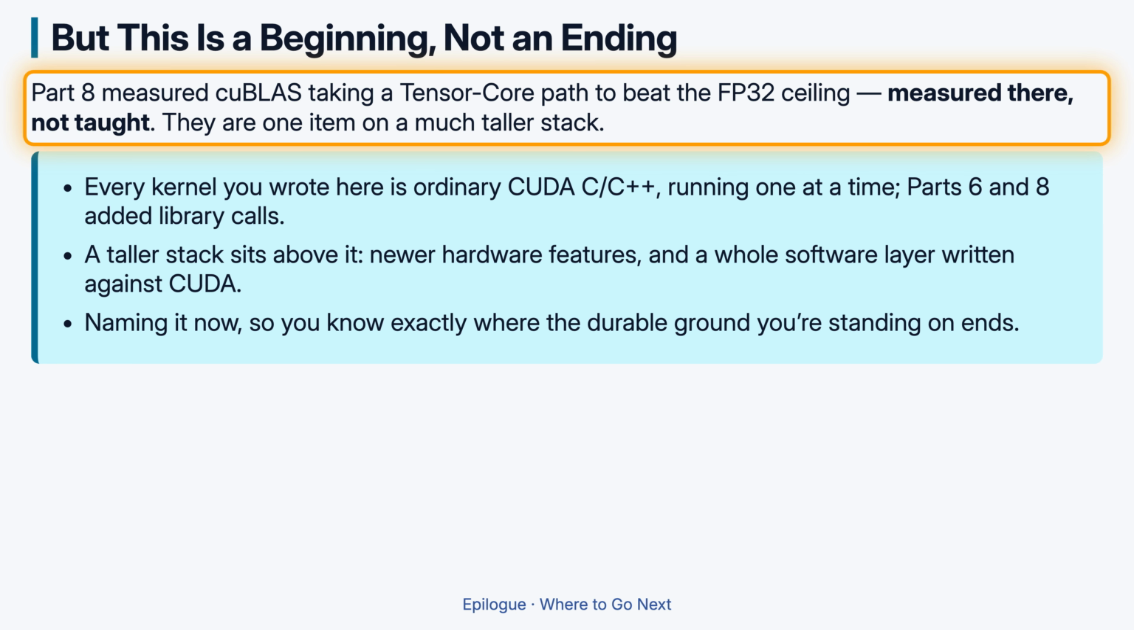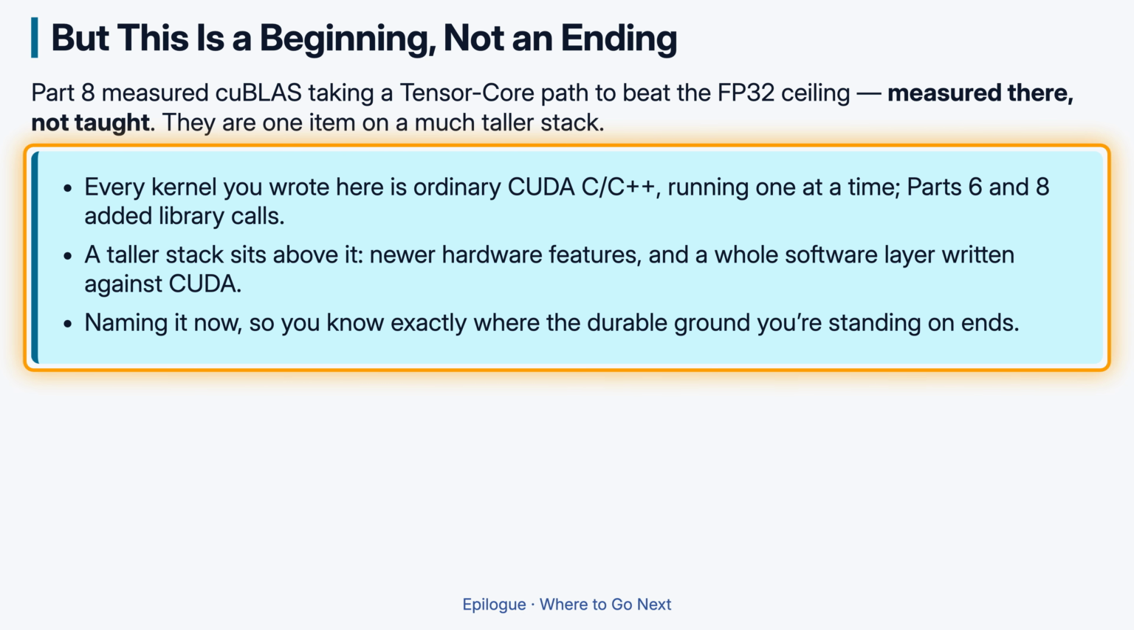None of what you built is the ceiling. Part 8 measured CUDA C taking a Tensor Core path to beat the FP32 ceiling, measured there, not taught, and they are one item on a much taller stack. Every kernel you wrote here is ordinary CUDA C or C++, running one at a time, and Part 6 and 8 added library calls on top. A taller stack sits above all of it, newer hardware features, and a whole software layer written against CUDA. We're naming that stack now, so you know exactly where the durable ground under your feet ends.